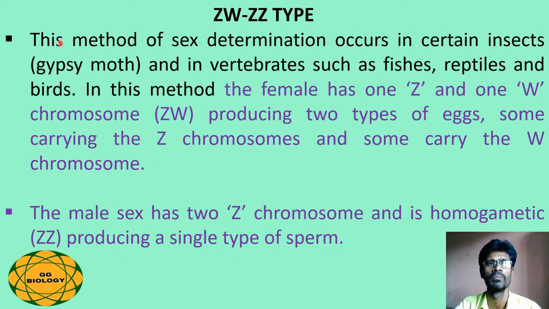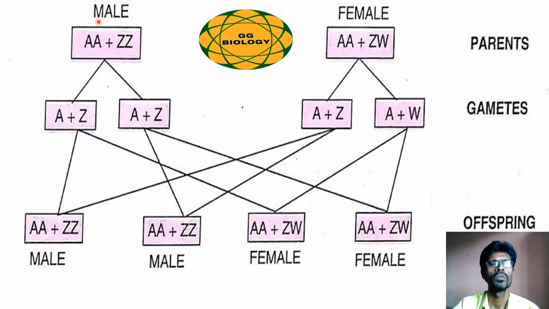of sperm. So the male consists of the autosomes and the sex chromosomes Z and Z, whereas the females are heterogametic by having the autosomes and the allosomes as different, namely Z and W. The males produce sperms of the same type, A plus Z, whereas the females produce eggs of different types, namely A plus Z and A plus W.